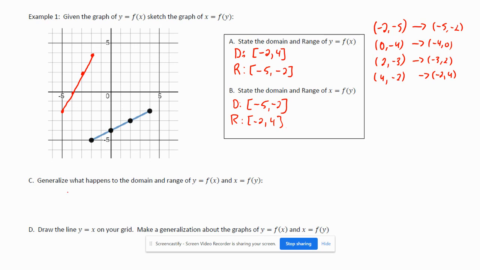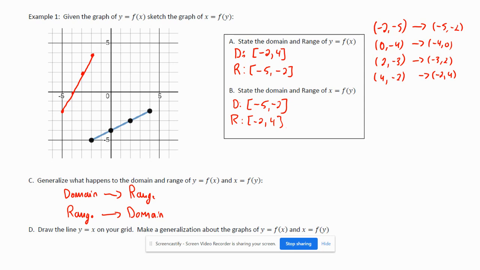So generalize what happens to the domain and range of y = f(x) and x = f(y). The domain becomes the range, and the range becomes the domain. So it's like we're switching our input and our output values.